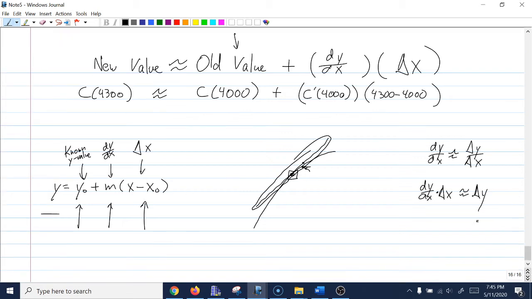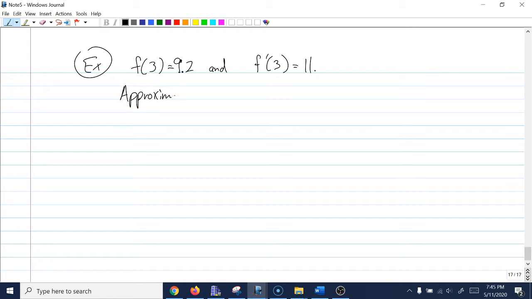This concept works for functions where I don't have those sentences worked out. Example. If I tell you that f of 3 is 9.2, and f prime of 3 is 11, approximate f of 3.1. Well, a new y is about the old y plus the derivative times the change in x.